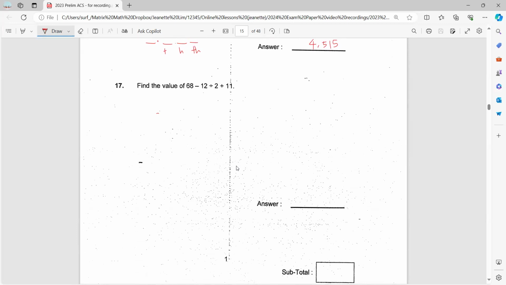Next, find the value of 68 minus 12 divided by 2 plus 11. Order of operations, we have to do divide first. So 68 minus 6 plus 11. Plus and minus, same importance, so you do from left to right. So 68 minus 6 is 62. Then plus 11. So this is 73.